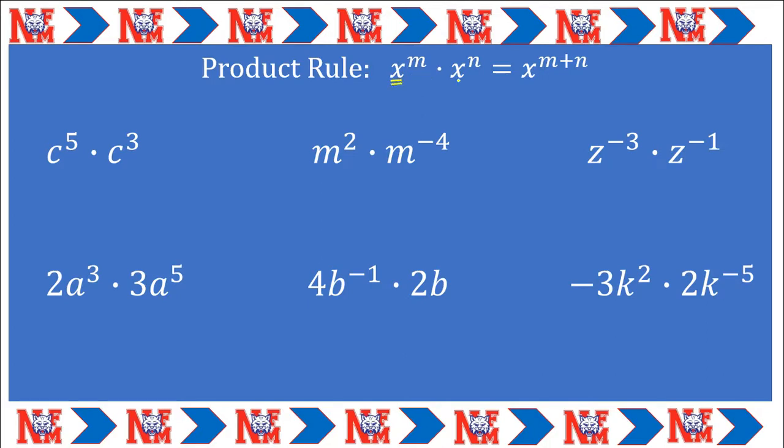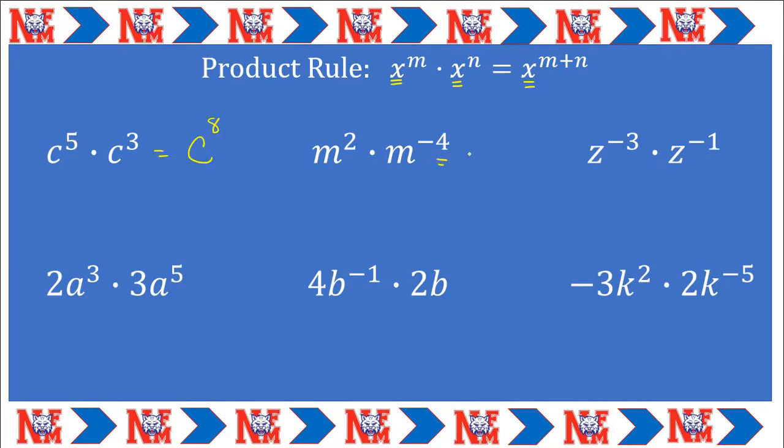Okay, now we have the product rule. If you're multiplying like powers, so we have x to the m times x to the n, really we have many x's being multiplied, and all we're going to do is add the exponents. So we went from 2 factors to 1 factor. That is what simplifying is all about. So here we have 5 c's times 3 more c's, so that is c to the 8th.